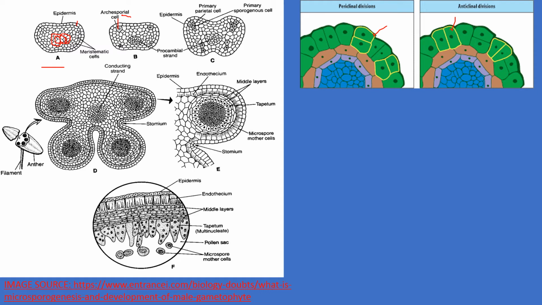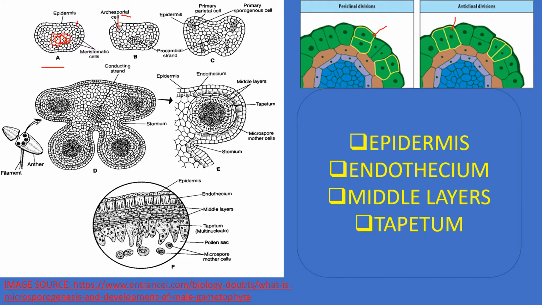And this outer parietal cell again undergoes periclinal and anticlinal division and produces 4 different types of layers, and they are called the anther wall. So these are epidermis, endothecium, middle layer, and tapetum. Here the epidermis, endothecium, and middle layers protect the microsporangia. The tapetum acts as a nutritive tissue for the developing pollen grains, and it is multinucleated also, meaning it has more than one nucleus.